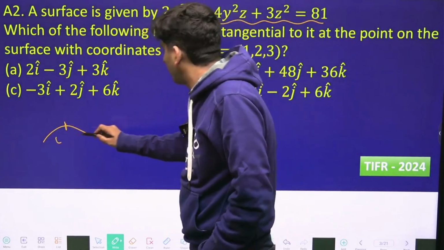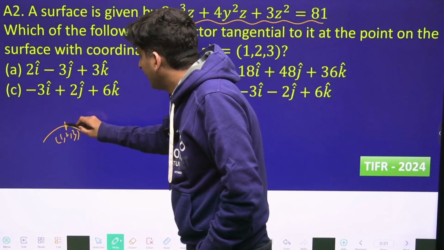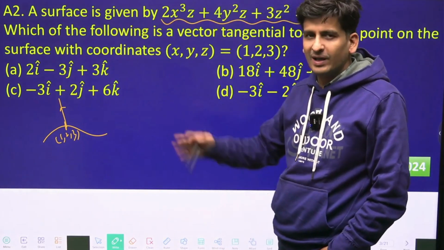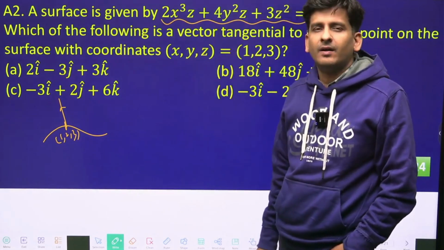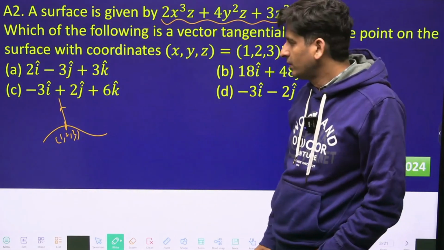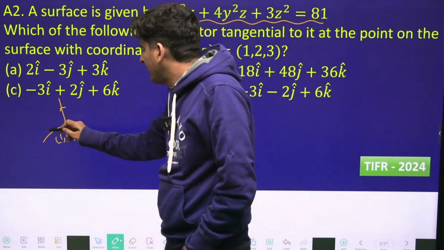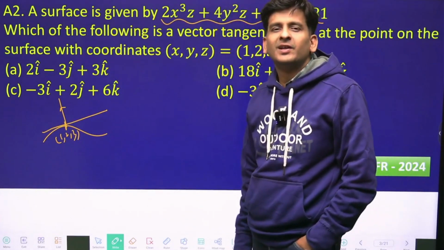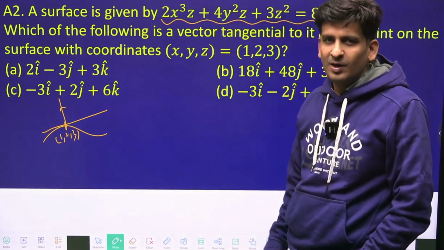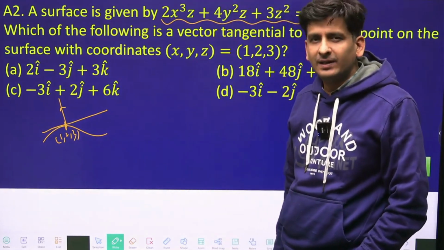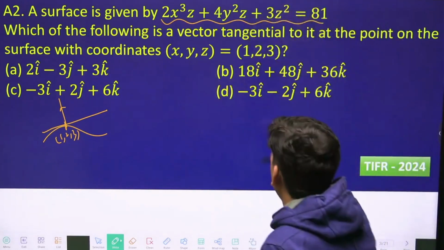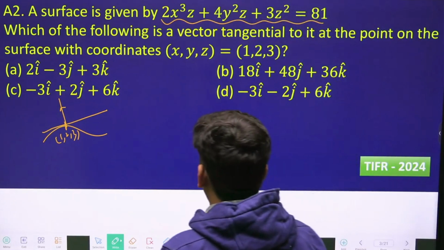The point is (1, 2, 3), and we can calculate a vector which is perpendicular to this by gradient. You know, grad of this surface will give you a vector which is perpendicular to this surface. And if I take the dot product with the vector which is tangential, it should come out to be 0, because for two perpendicular vectors, the dot product is 0. So the first step is, let us calculate the gradient for this surface.